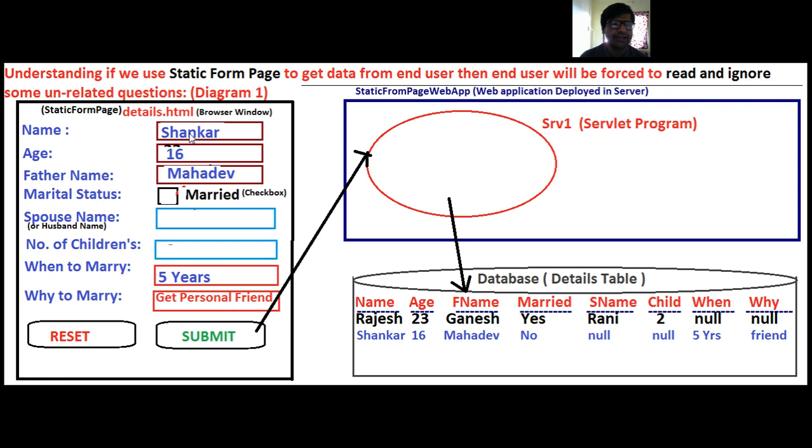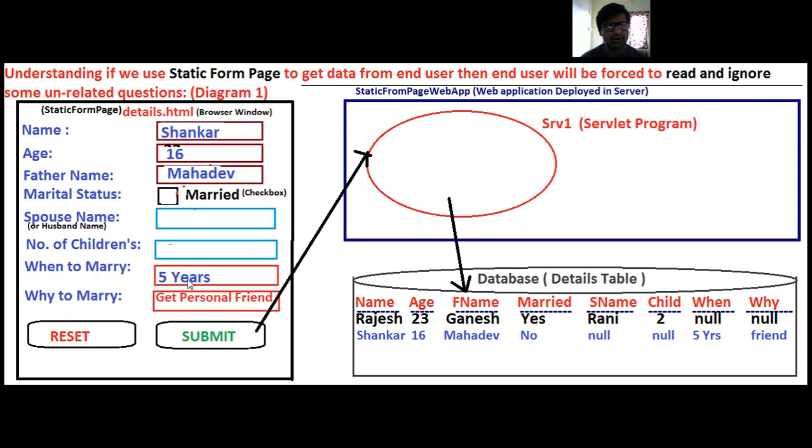In details.html, the end user fills in the name, his age is 16, father name is Mahadev, and he is not married, it's a checkbox. If he is not married, that means single, or we can call him a bachelor. Then the spouse name: not married means unmarried, single or bachelor, so he will not enter his spouse name, right? The number of children, obviously there is no question: if he is unmarried or a bachelor, no children are there.